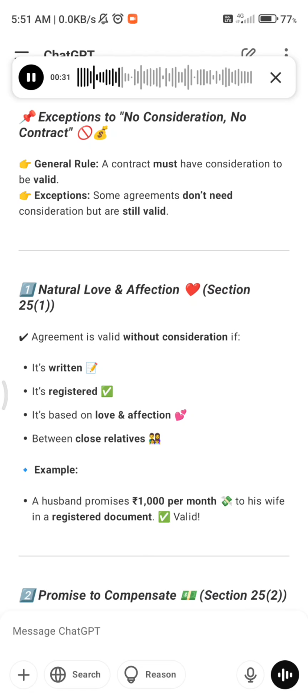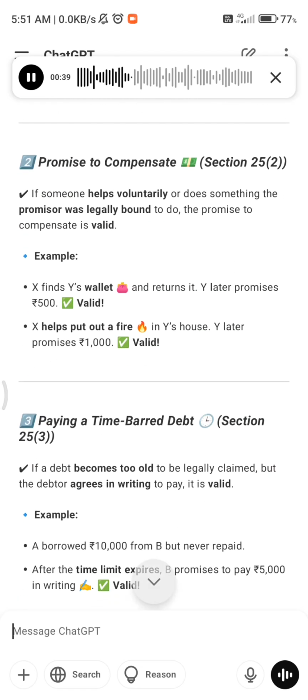Example: a husband promises $1,000 per month to his wife in a registered document. Valid. Two, promise to compensate, Section 25(2). If someone helps voluntarily or does something the promiser was legally bound to do, the promise to compensate is valid. Example: X finds Y's wallet and returns it. Y later promises $500. Valid.